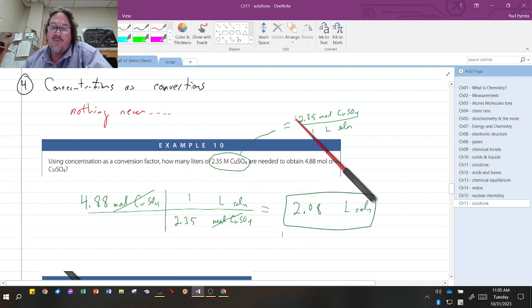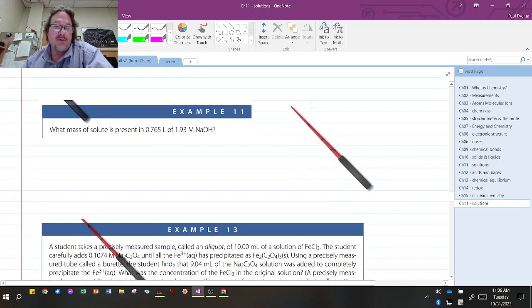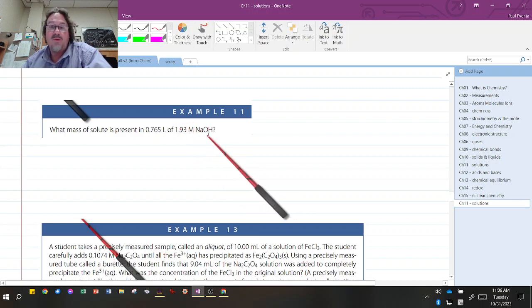interpret it instead. Write it out to say what it really means, and then you can use it in your calculation. Let's try the next one. Example 11. What mass of solute is present in 0.765 liters of 1.93 molar sodium hydroxide? So identify what is the solute. It's the sodium hydroxide. This solution, they put so much sodium hydroxide into water to reach that concentration.